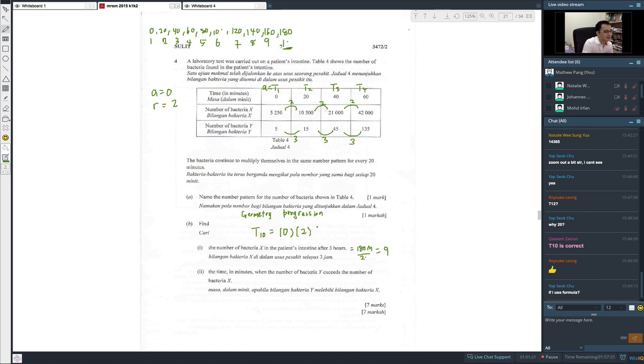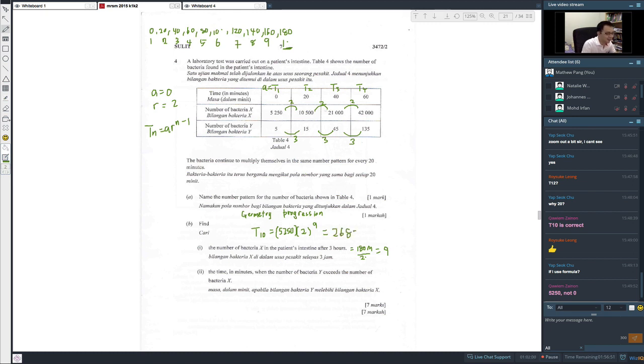So, no, my A is not 0. My A is 5250. Sorry, so let me erase this one. Yeah, my A is 5250. Then I just multiply it: 5250 multiplied by 2 to the power of 9. Then I will get 2688000 bacteria. This is the number of bacteria X after 3 hours, because bacteria X and bacteria Y, the numbers are different.